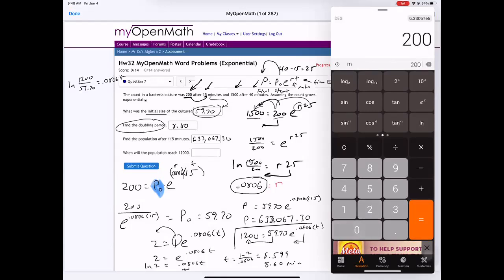So 1200 divided by 59.70 equals, we're going to natural log this, and then divide this number by 0.0806. And it says t is equal to 32.23 minutes. Now, would this kind of make sense? It would take me 32 minutes. Well, if you look at the part that they gave us here, it told us that in 40 minutes, we make 1,500. So in 32 minutes, we would get 1,200. That looks about right.